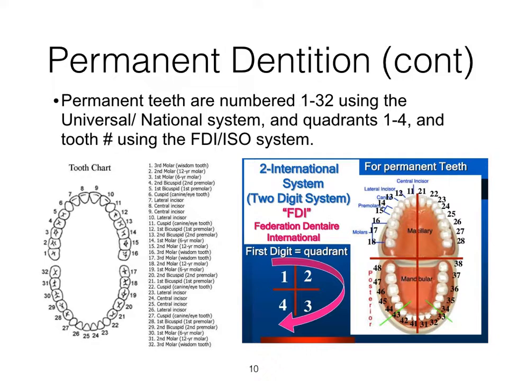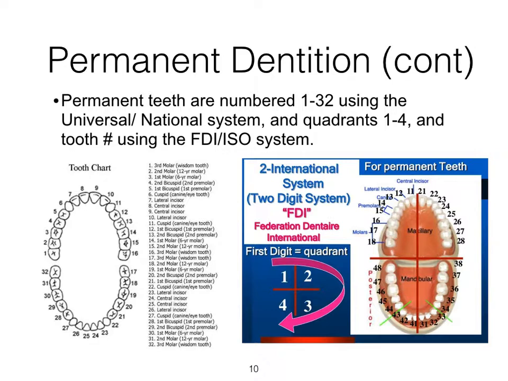For the FDI ISO system, again, we have quadrants, but this time we have quadrants 1 through 4. So right maxillary would be quadrant 1, with the third molar being tooth number 18. Second molar would be 17. First molar would be 16, and so on. Then the left maxillary would be quadrant 2. If we started at the central incisor, it'd be 21, lateral incisor 22, and canine 23, and so on.